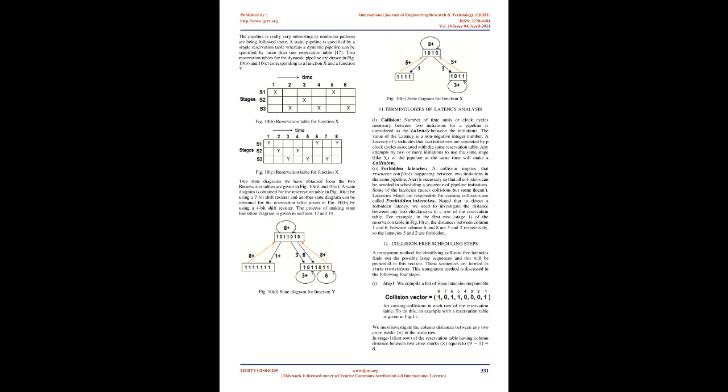To do this, an example with a reservation table is given in Fig. 11. We must investigate the column distances between any two cross marks, times, in the same row. In stage 1, the first row of the reservation table, the column distance between two cross marks equals 9-1, equals 8. So, there is a collision with latency equals 8. The latencies causing the collisions are presented below.